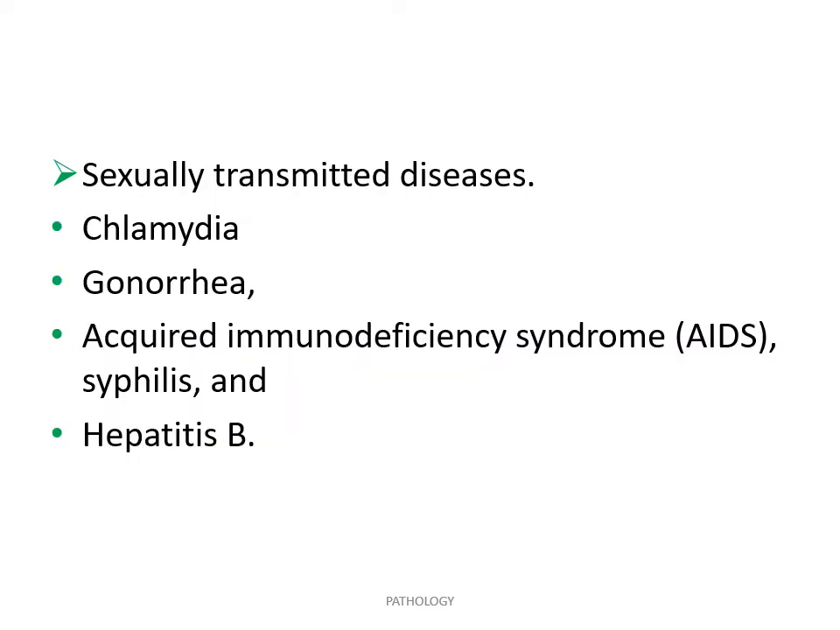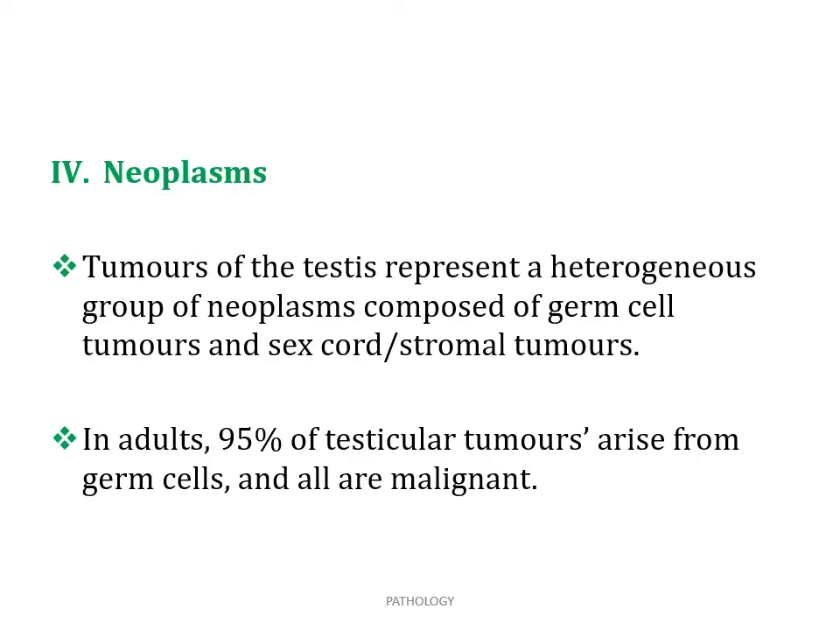We can also have a number of sexually transmitted infections, that is the STIs. I said in the beginning of our lecture that most infections in the male reproductive system are caused by bacteria, which fall in the category of sexually transmitted infection. In sexually transmitted infection, we have bacteria such as chlamydia, we have of course gonorrhea, we have acquired immunodeficiency syndrome, that is HIV, we have syphilis, and don't forget hepatitis. These are the organisms which can cause STIs in the testes.